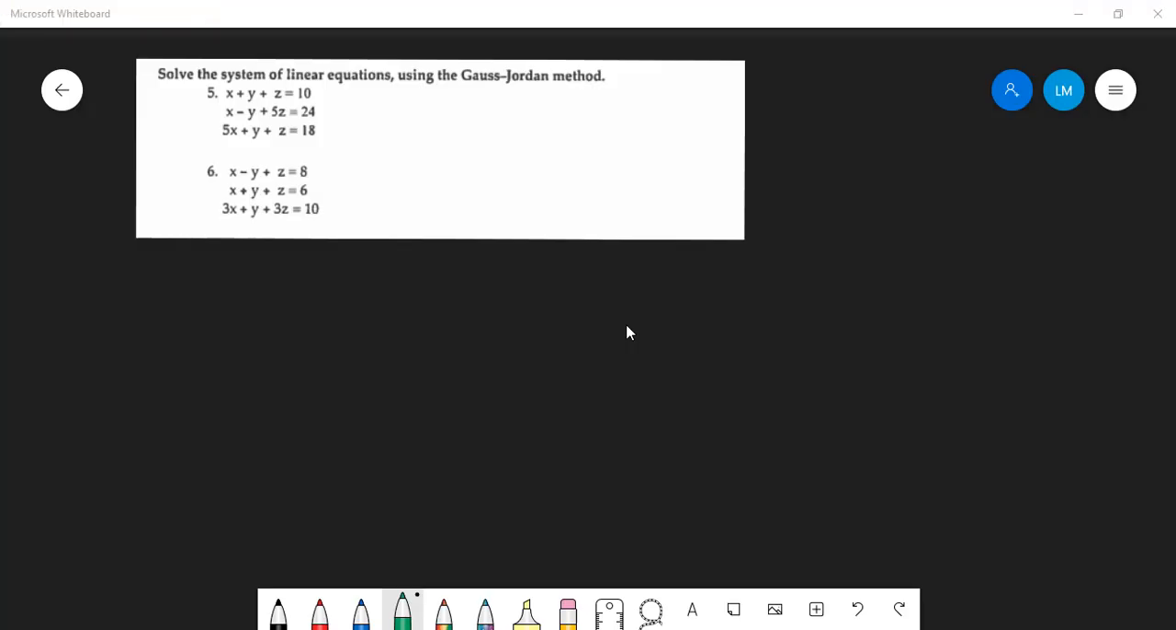Hello. So today I would like to show you how to solve a system of equations using the graphing calculator option. We have a system of equations here that has three equations and three unknowns. So the first step would be to find the augmented matrix.